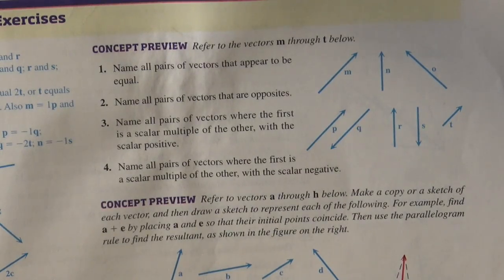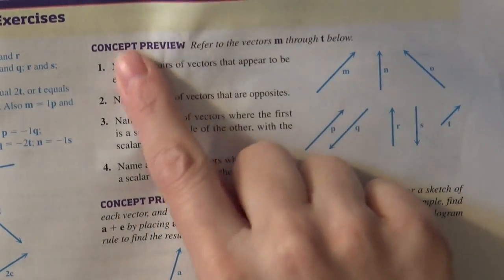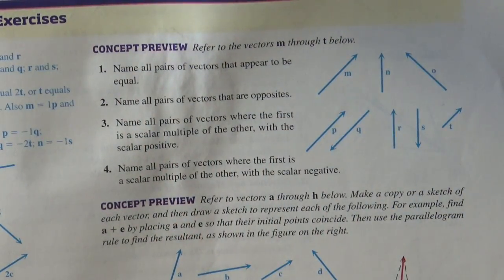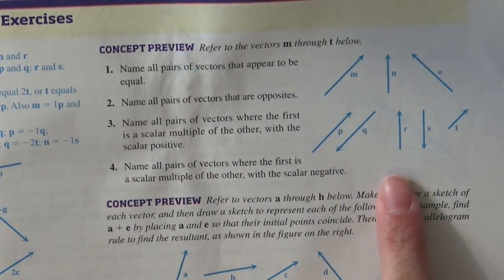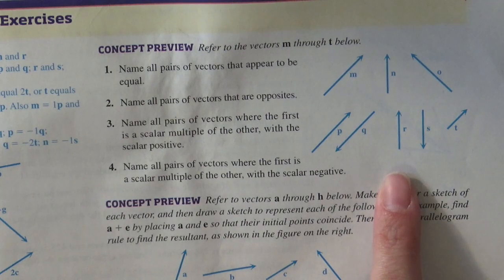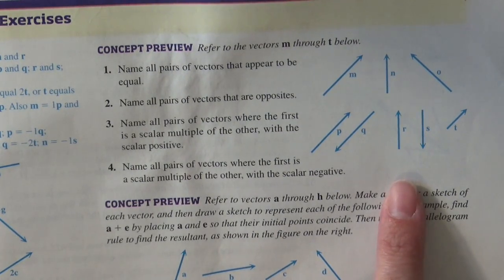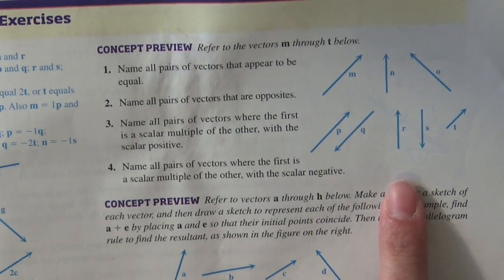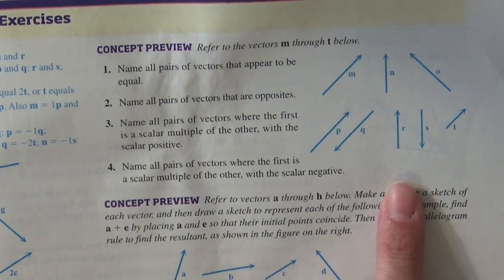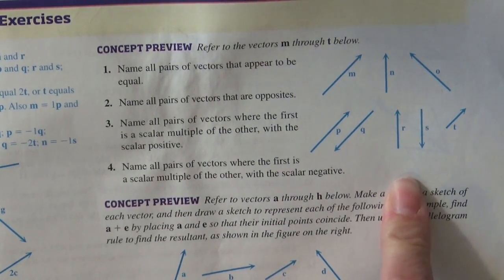I'd like to look at some examples with you, and forgive the crinkliness of my page. My textbook got wet. So the first question, we're asked to name all pairs of vectors that appear to be equal. So we're looking at these over here. So remember, in order for these to be equal, two things need to happen. They have to be pointing in the same direction, and they also have to be the same length. Okay? If you find a pair that are parallel, that's a very helpful indication that you might have equal vectors. They would also have to be pointed in the same direction.